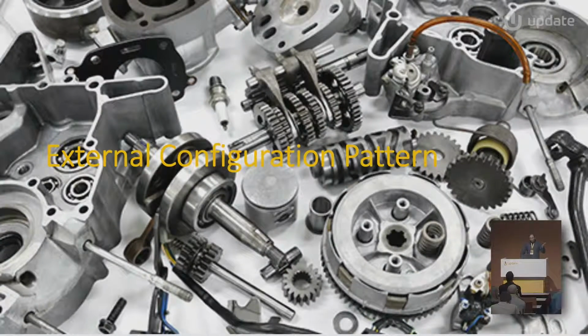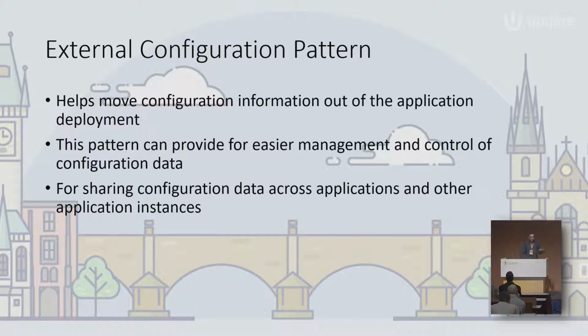So we'll go through our first pattern. It's called the external configuration pattern. So what does the external configuration pattern actually help you with? It helps you move configuration information out of the application deployment. The pattern can provide easier management and control of configuration data, like your web.config, your app.config, or whatever .json that you might have. It allows sharing of data across applications and in all instances, basically.